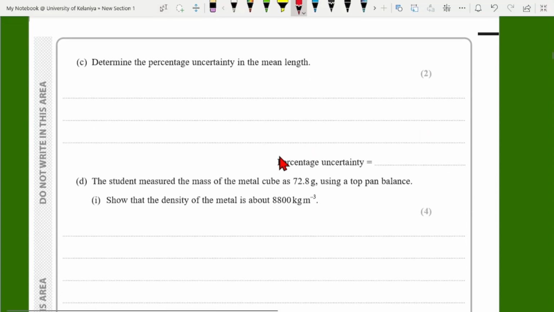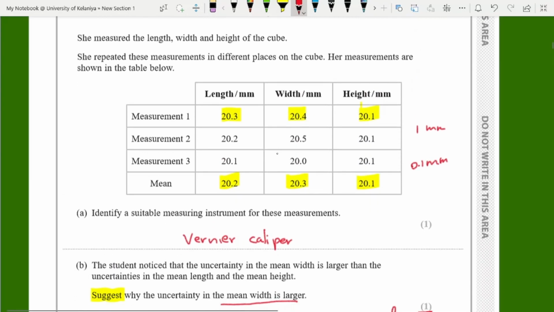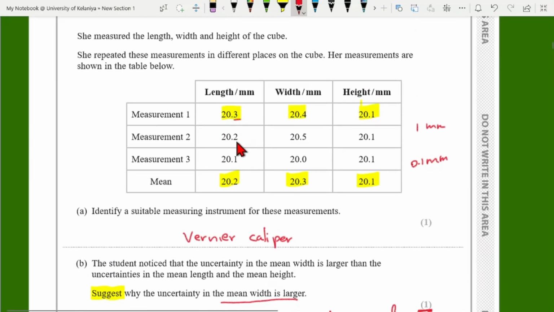Right, in part C, determine the percentage uncertainty in the mean length. They're asking us to calculate the percentage uncertainty in the mean length. Here we have three measurements, so it's a kind of range, and we have a mean value. If we have 3 or 4 data like this, how can we calculate the percentage uncertainty? First, we should take the largest value and the minimum value of that data set, then divide the difference by 2 to get the uncertainty in the reading.